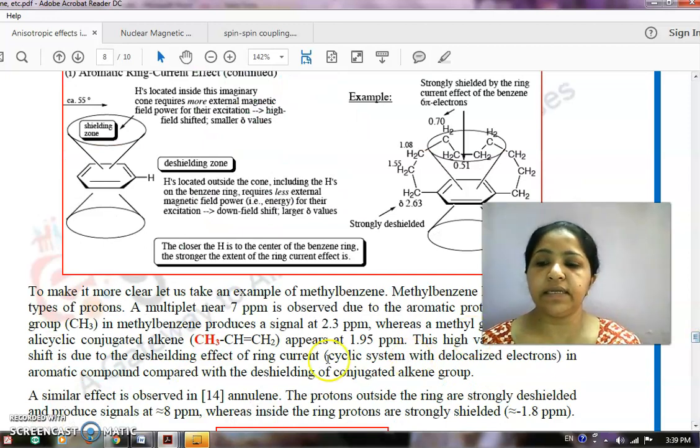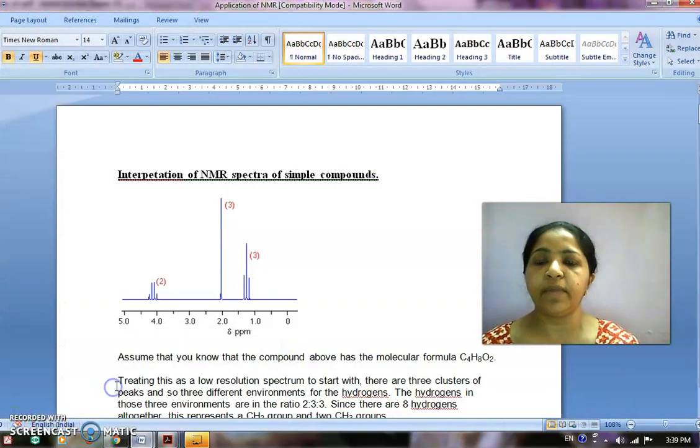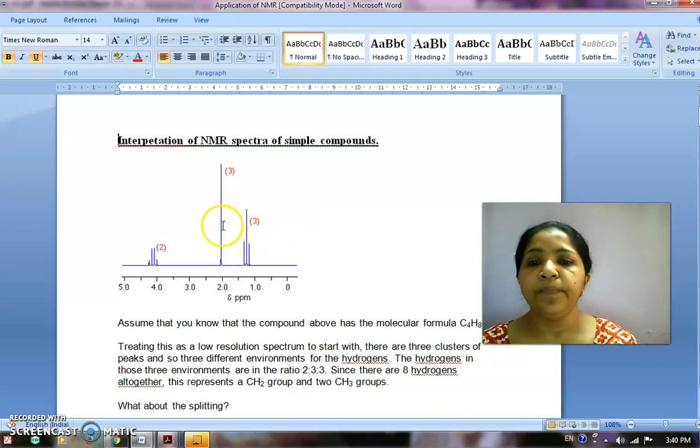Now let us see the next topic, that is the application of NMR. Here you see what information you get from this. Okay, we have this spectrum, we don't know this compound, so what information do we have? The only thing that we have is the molecular formula, C4H8O2. Now what we see here is that there is a singlet, there is a triplet and there is a quadruplet.